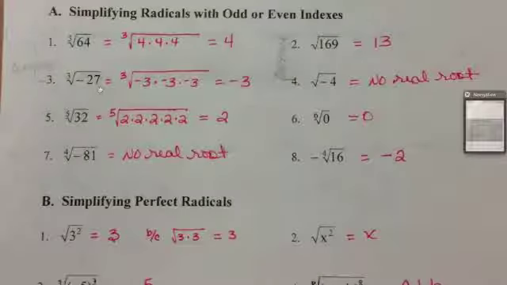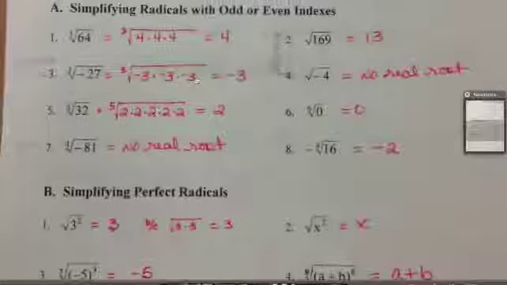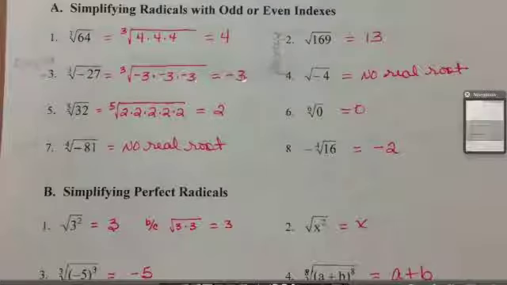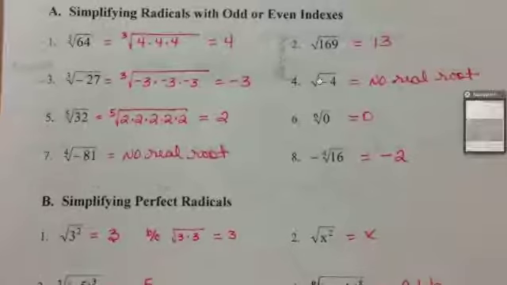Over here we've got negative 27, and we're looking for the factors of negative 27. So it's negative 3 times negative 3 times negative 3. And since we're looking for groups of 3, we can go ahead and circle all these, and it equals negative 3.